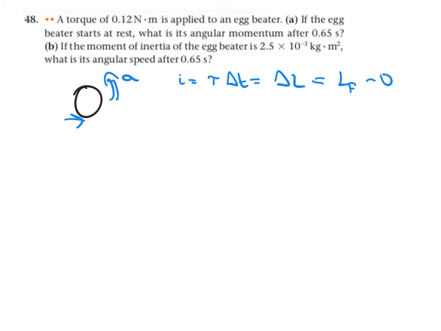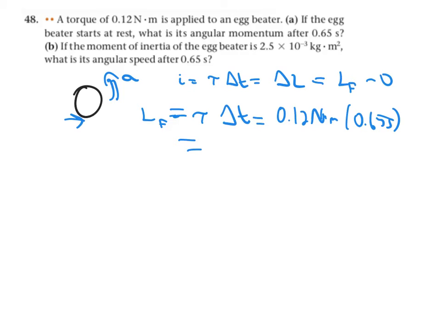So we can turn all of that to saying that the thing we want is just going to be the torque times the time. 0.192 Newton meters times 0.65 seconds, or 0.078 Newton meter seconds. Kind of a strange unit actually for angular momentum, but I guess that's fine. And then that was part A.